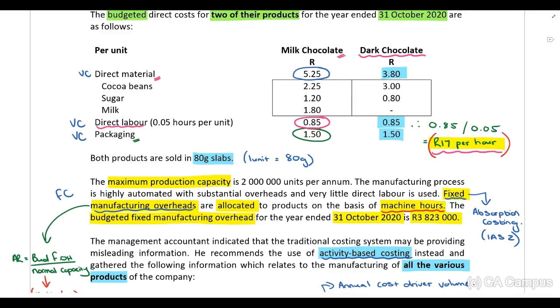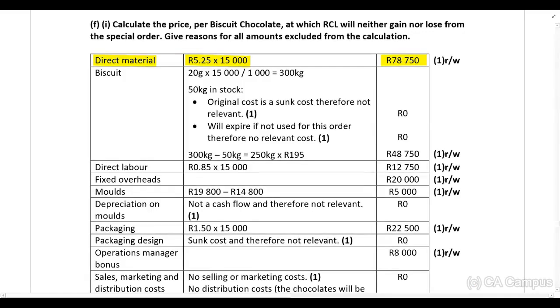All right, so let's include the direct labor in our calculation over here as well. 85 cents per unit, obviously multiplied by the 15,000 units. All right, and I have a feeling quite a few of you might have left out a lot of the costs associated to the milk chocolate and only focused on the biscuit chocolate. So just be careful, that biscuit chocolate is an adaptation of the milk chocolate. So you must take these costs into account in your calculation.